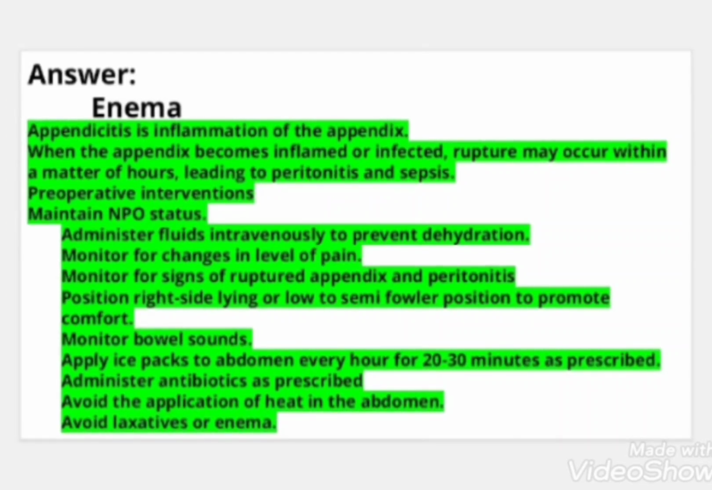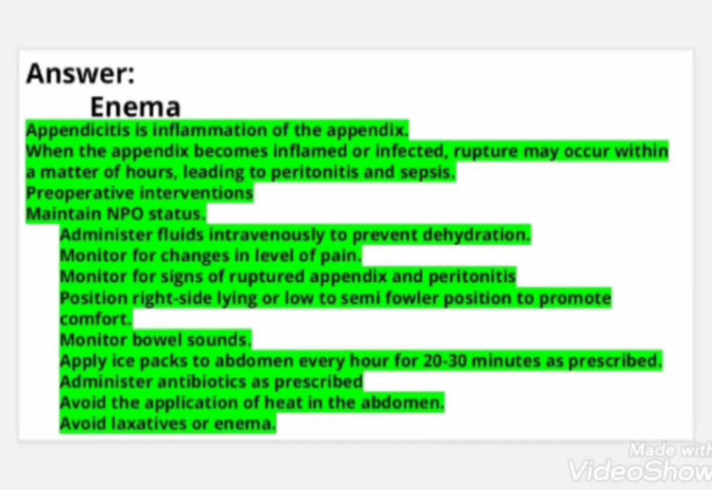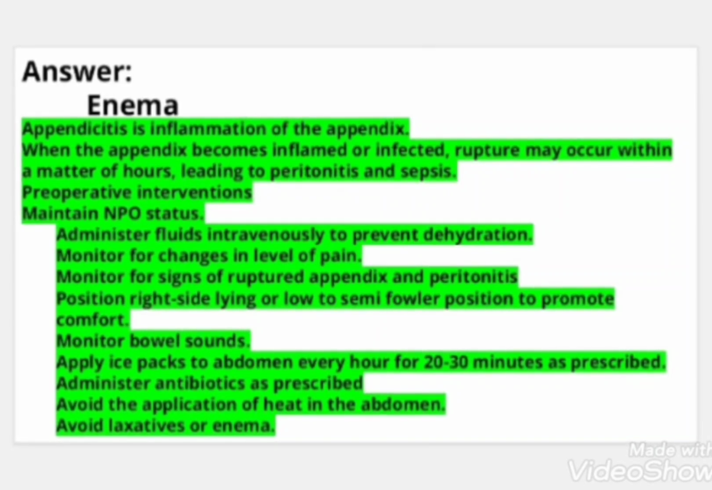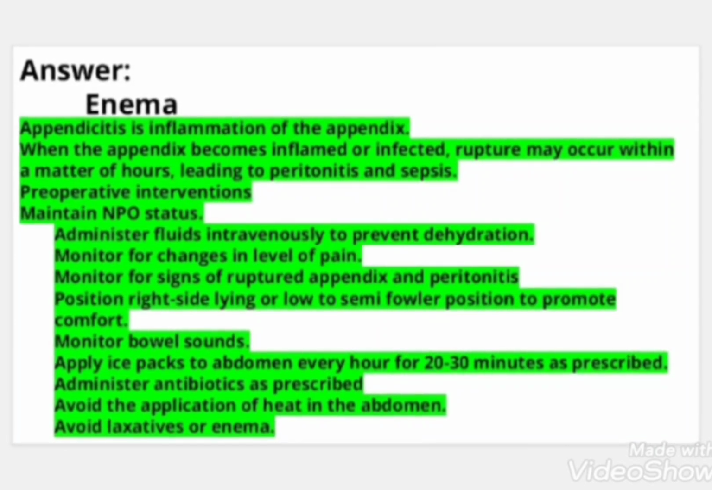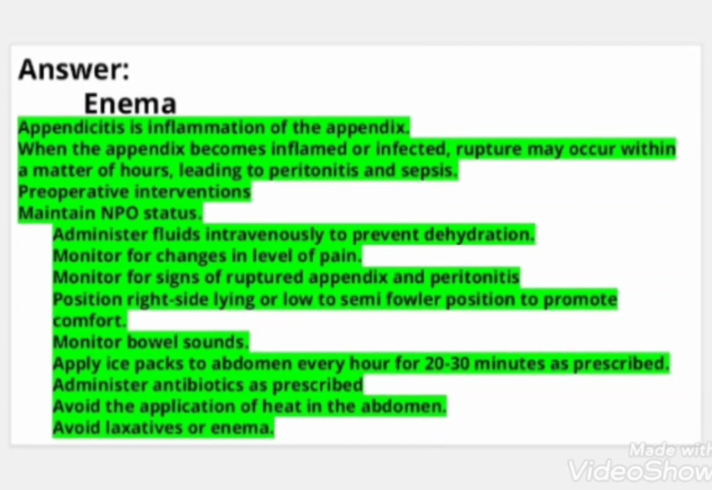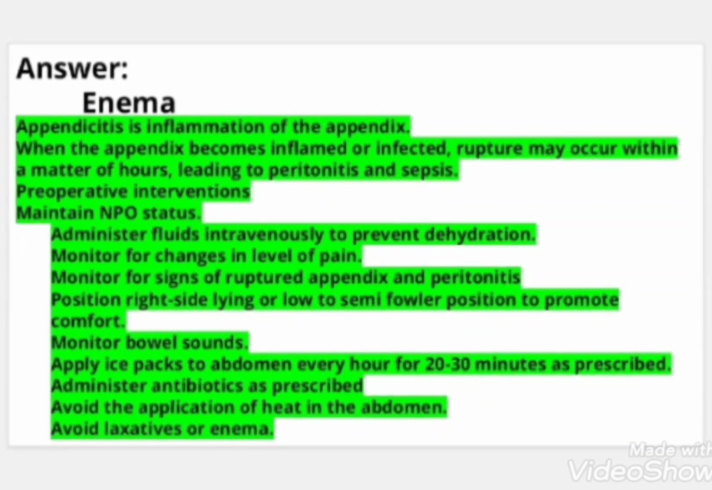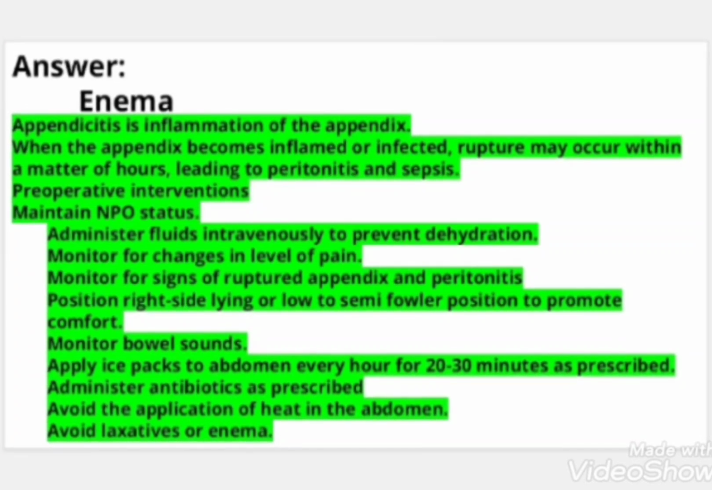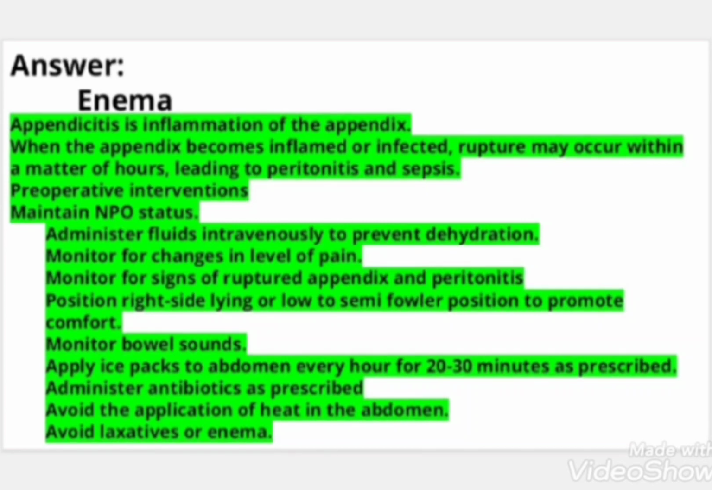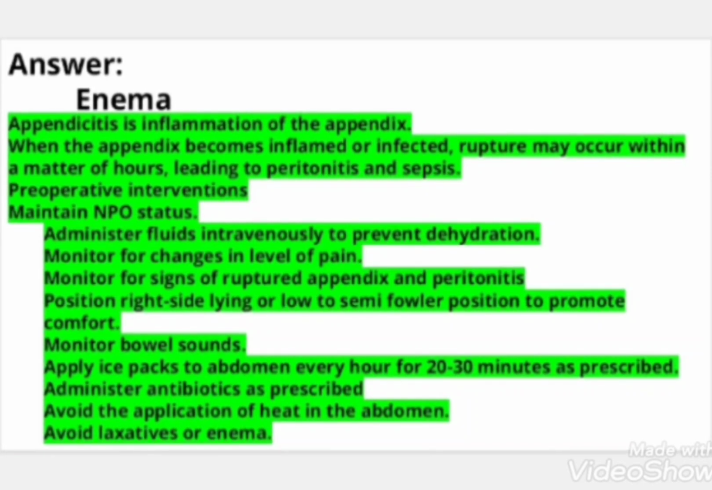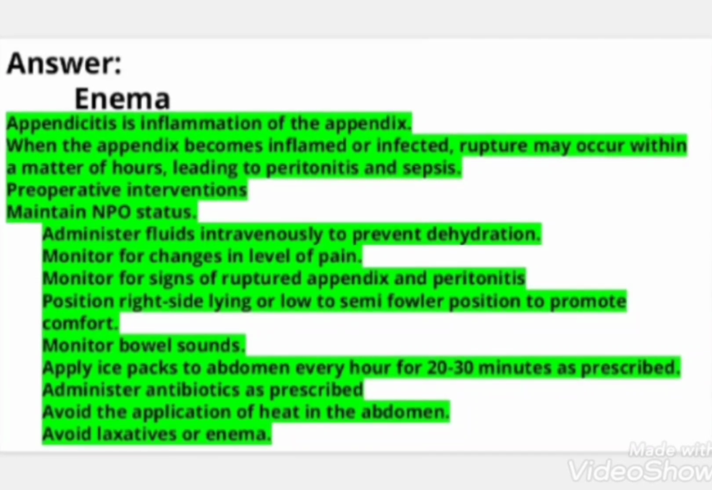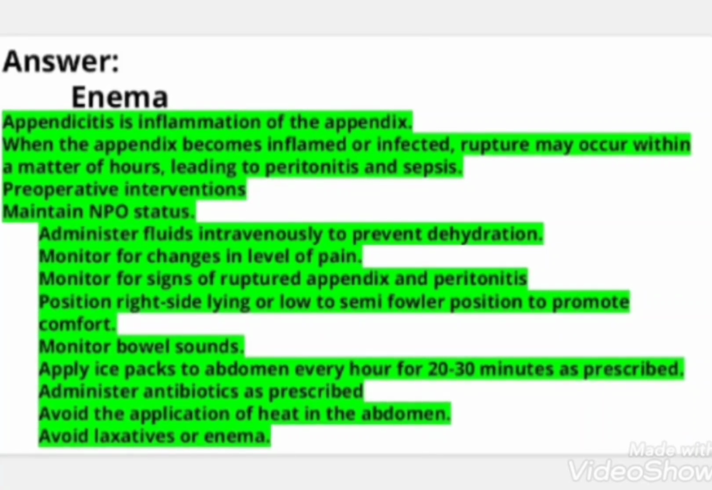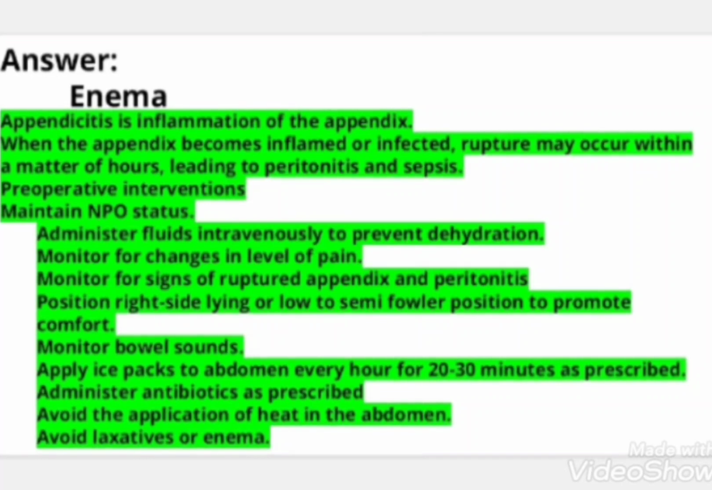Preoperative interventions. Maintain NPO status. Administer fluids intravenously to prevent dehydration. Monitor for changes in level of pain. Monitor for signs of ruptured appendix and peritonitis. Position right side lying or low to semi-fowler position to promote comfort. Monitor bowel sounds. Apply ice packs to abdomen every hour for 20 to 30 minutes as prescribed. Administer antibiotics as prescribed. Avoid the application of heat in the abdomen.